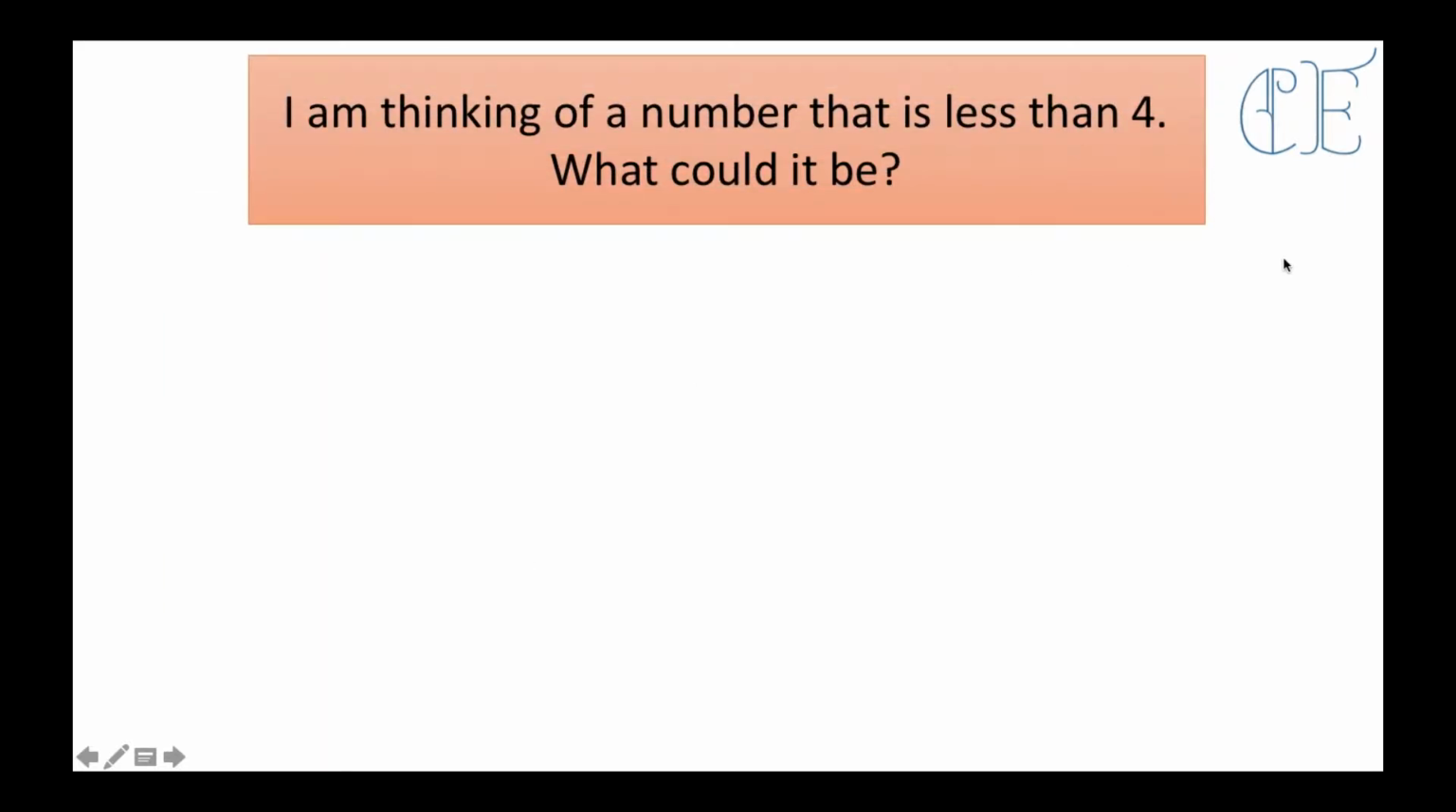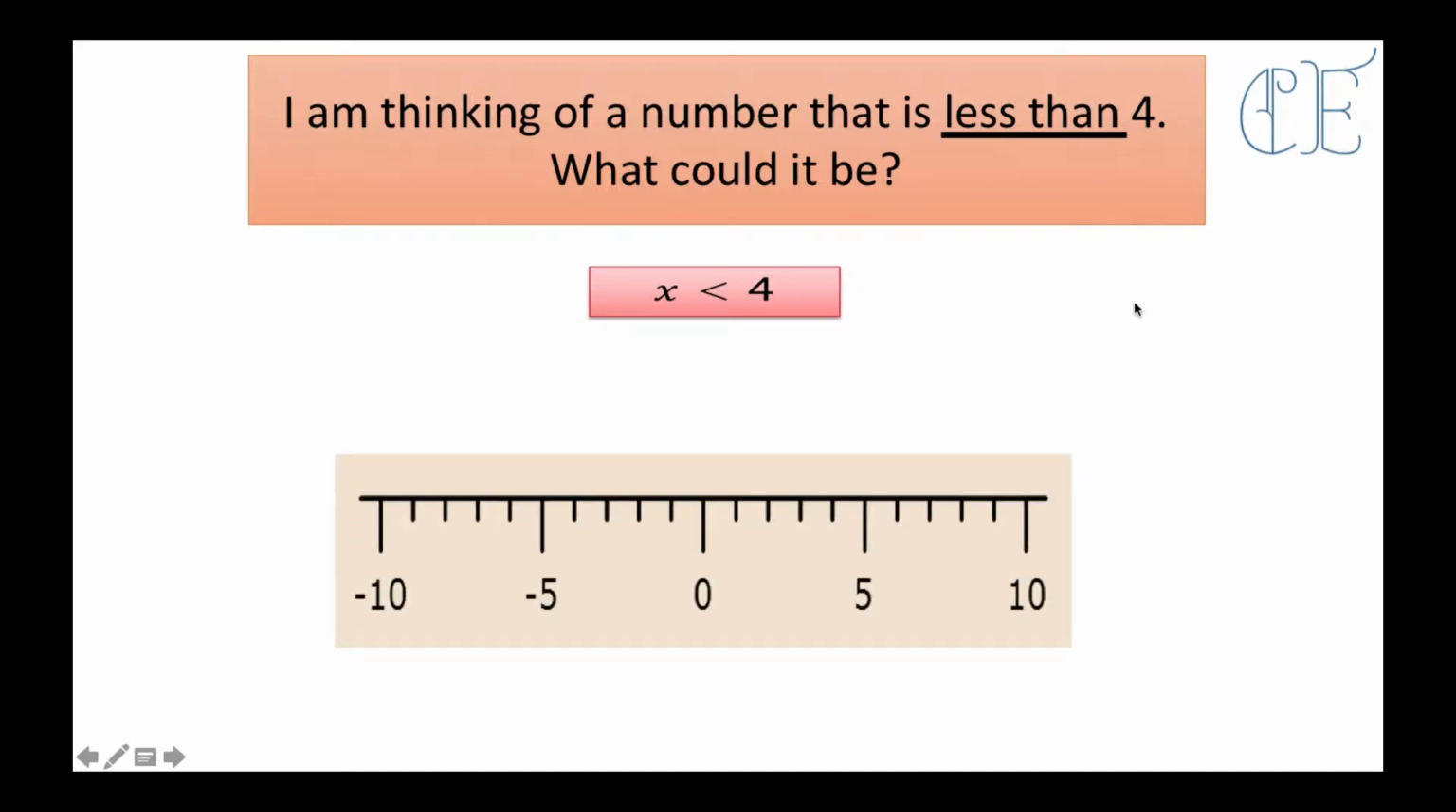So let's go through an example. I'm thinking of a number that is less than 4. What could it be? So first of all, if we say that a number is less than 4, we'll say that x is less than 4. So we don't know what the number is, but we know it's less than 4. We can put that on a number line. Now, if x is less than 4, we need to circle the number 4. Okay, so as you can see, that's 0, 1, 2, 3, 4. And it's less than 4. So it could be anything before 4. Now, it doesn't include 4. So this circle remains open like this. It's not coloured in. So if it was less than or equal to 4, this circle would also be coloured in to explain that.